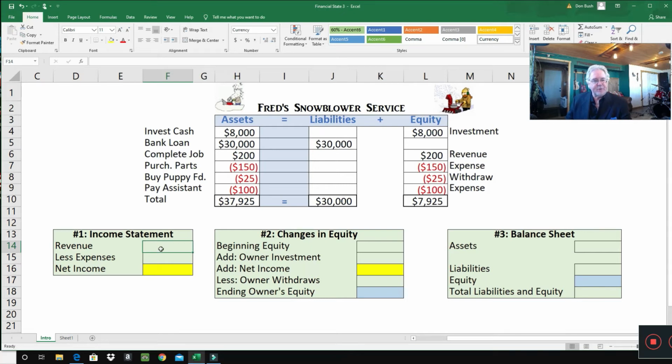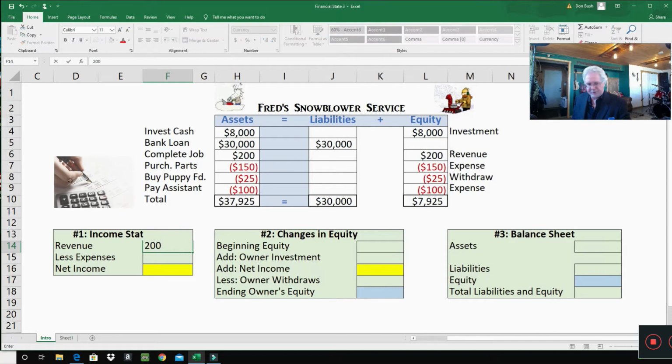So let's see what we have here. Revenue. Fred only earned $200. And I can find that right here under the equity. I've got revenue here, $200.